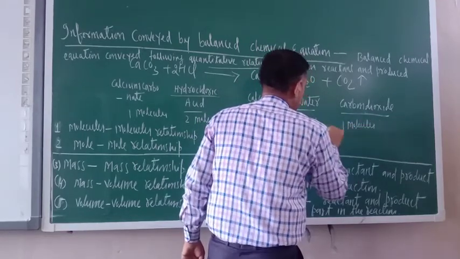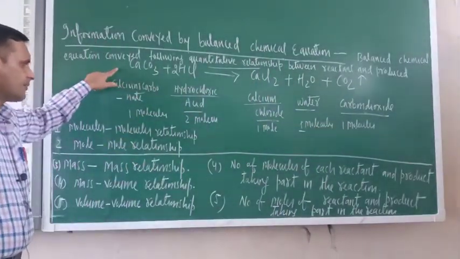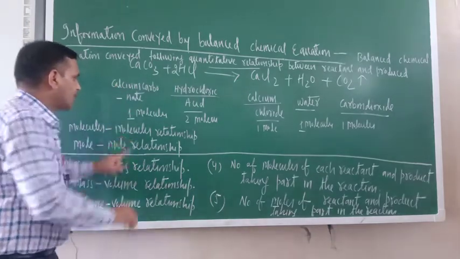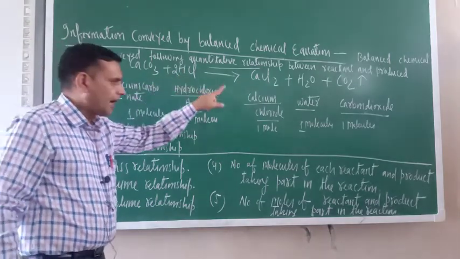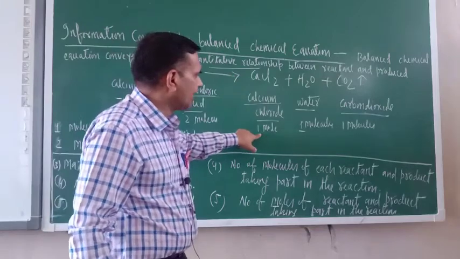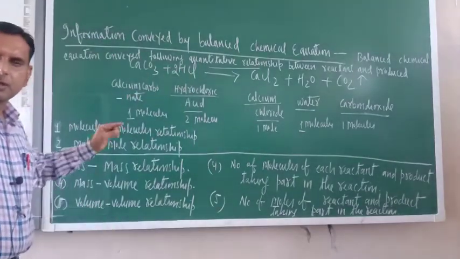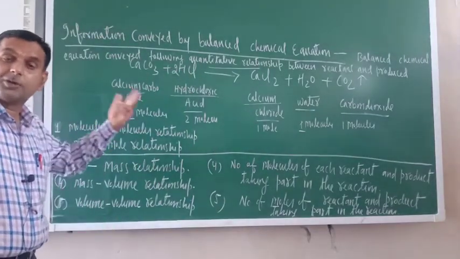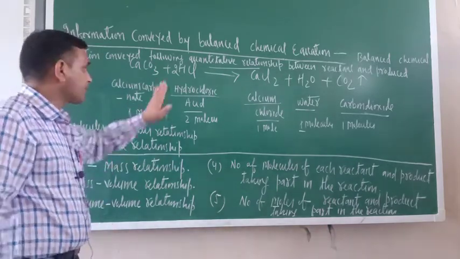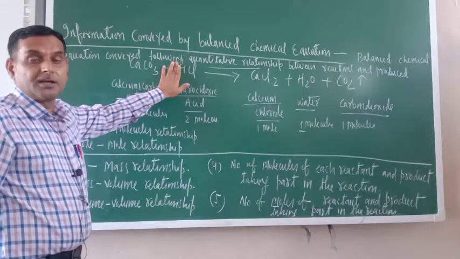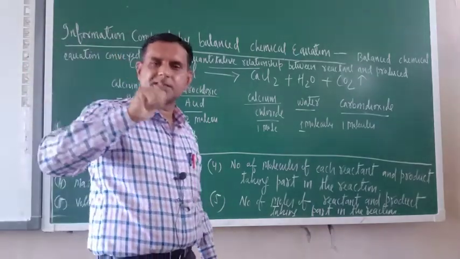And here also 1 molecule. So this balanced chemical equation is informing us that 1 molecule of calcium carbonate reacts with 2 molecules of hydrochloric acid and forms 1 molecule of calcium chloride, 1 molecule of water and 1 molecule of carbon dioxide gas. If it is balanced, only then can you get the correct information, the molecules relationship. If it is not balanced, suppose the 2 is not written, then you can't have that correct information.